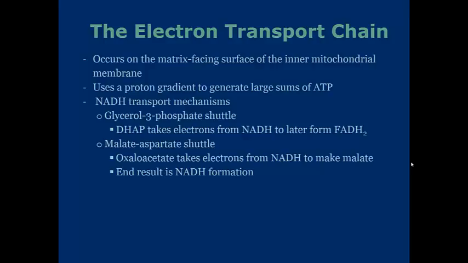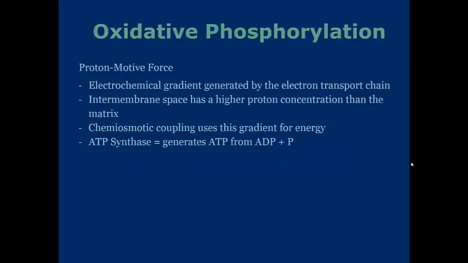All of these are then oxidized by the electron transport chain, and the last step is in fact oxidative phosphorylation, which involves the proton motive force. The electrochemical gradient generated by the electron transport chain is what powers this. The intermembrane space has a higher proton concentration than the matrix, and chemiosmotic coupling uses this gradient for energy. ATP synthase is the final step of the ETC, and it generates ATP from ADP and P.